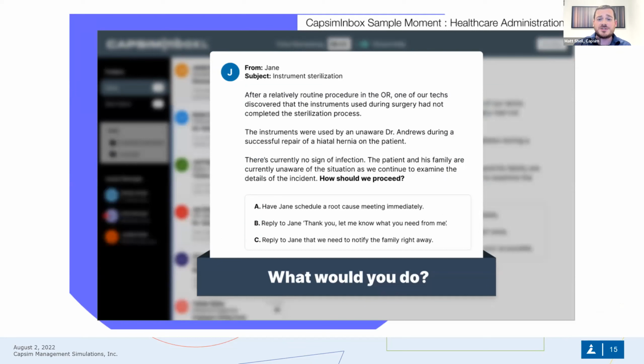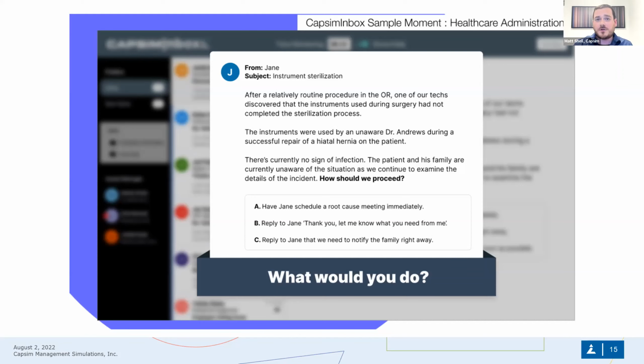In fact, this particular example on screen is a more serious situation in that simulation, where it turns out medical tools were not properly sterilized prior to a surgery. And while there were no complications with the patient just yet, the hospital, of course, needs to respond.